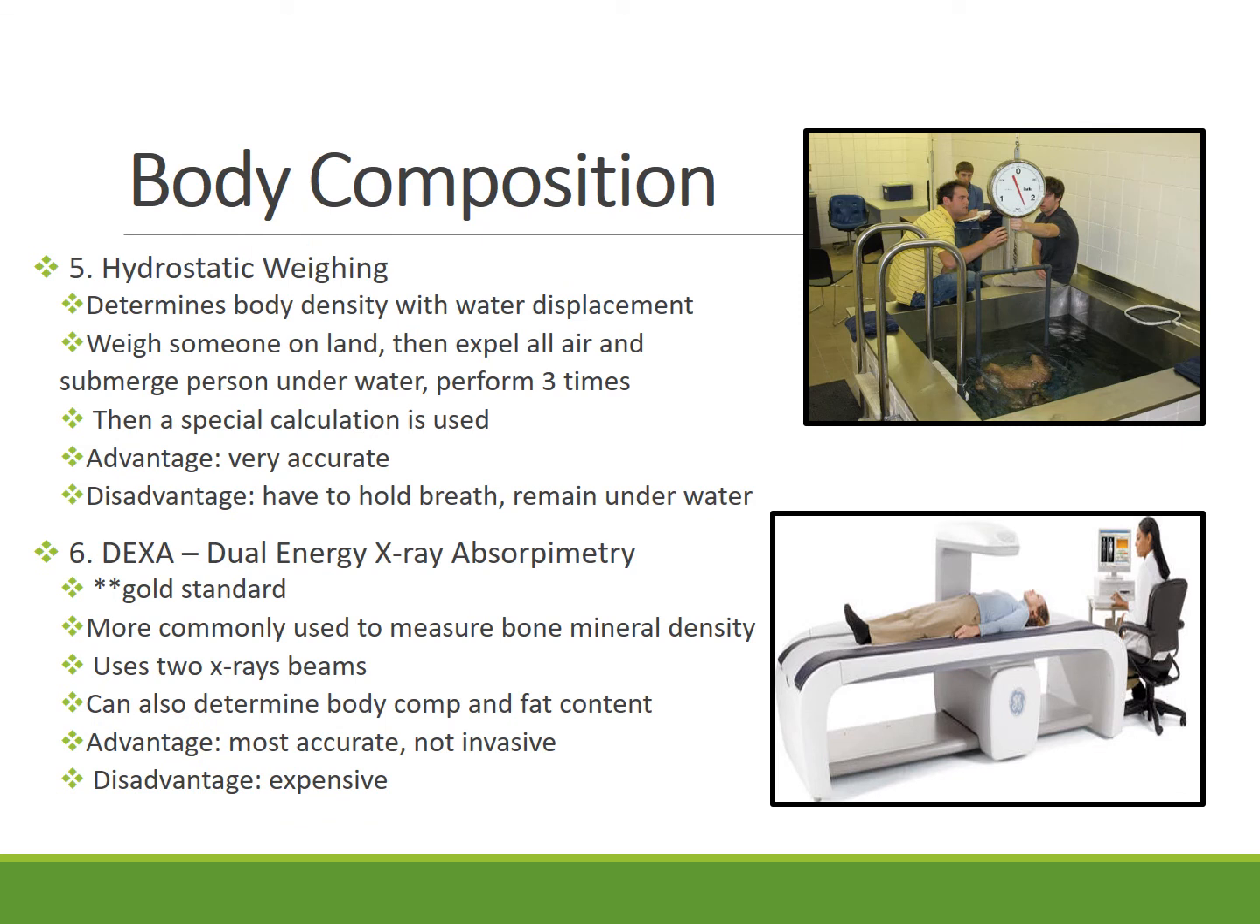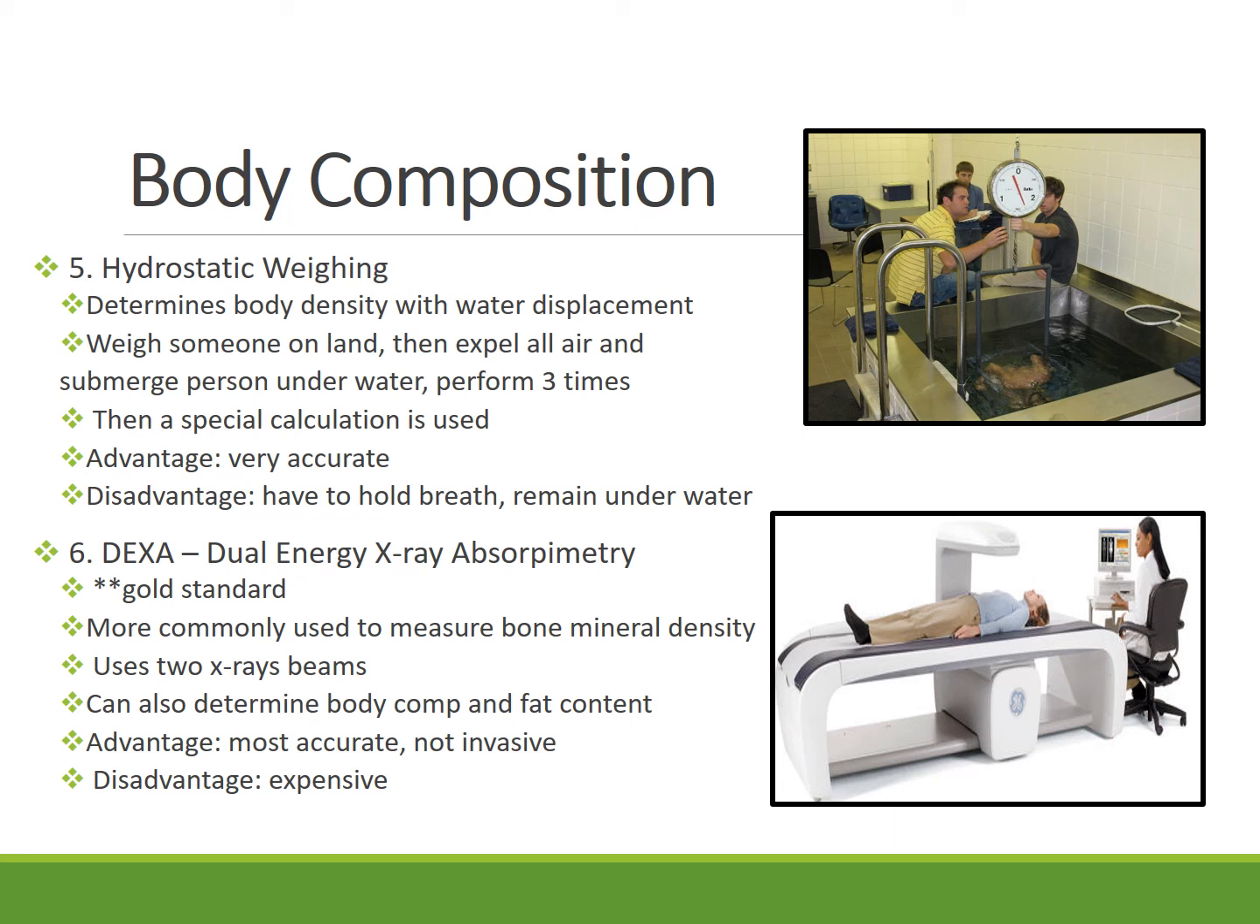A fifth option is hydrostatic weighing, and this determines body density with water displacement. You weigh somebody on land and then have them blow out all the air from their lungs and submerge the person underwater. Typically, you do this 3 times, and then you use some kind of special calculation to come up with their composition. The advantage is it's very accurate. The problem is they have to hold their breath and remain underwater.